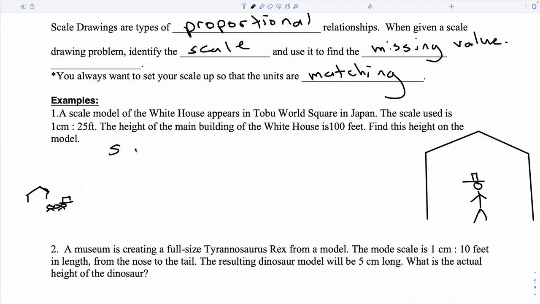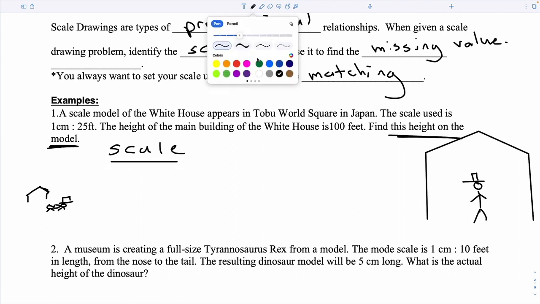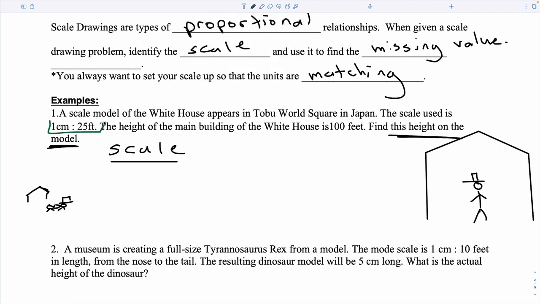So you're going to try to figure this out. What is the actual height of the model? What's the actual height of this tiny little White House? Start out with your scale. And the scale they give you is right here. Box the scale. 1 centimeter to 25. Write that underneath scale.